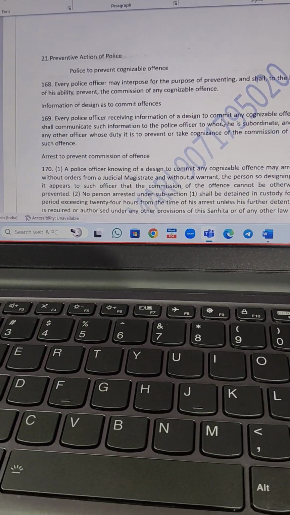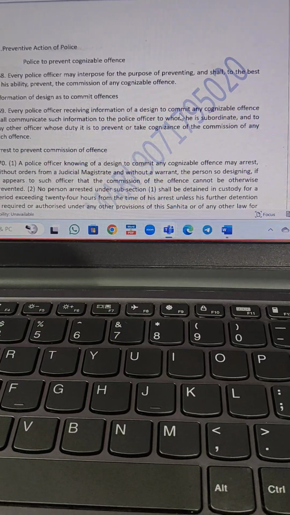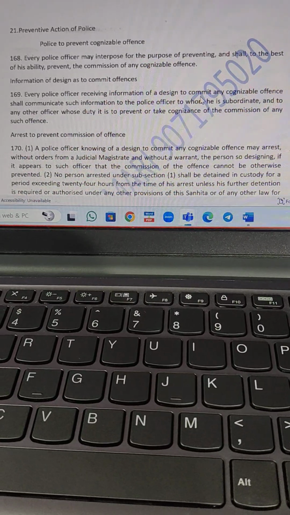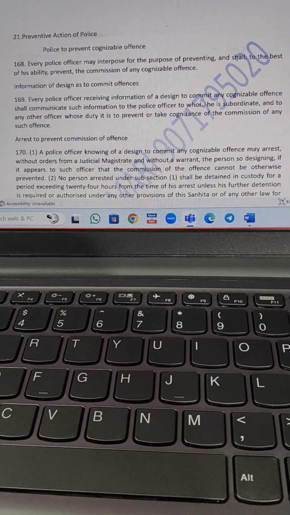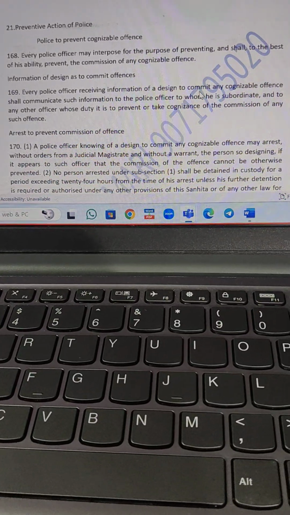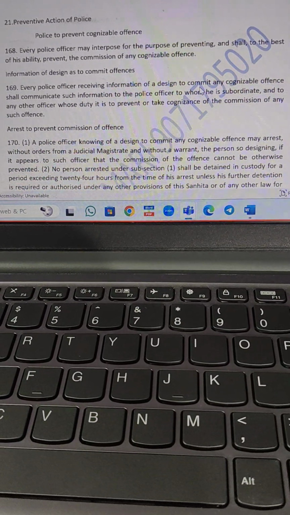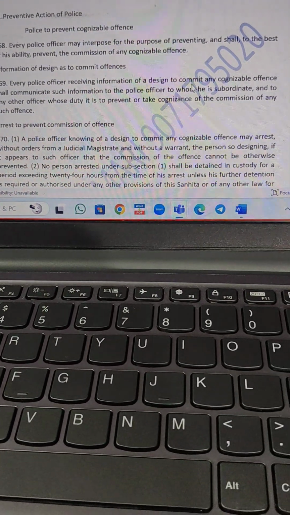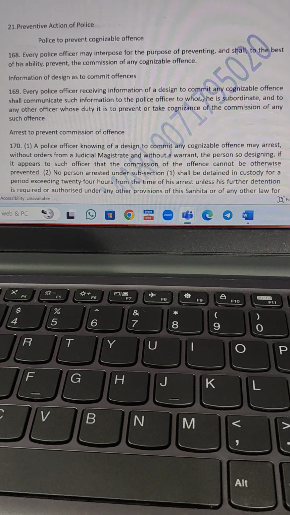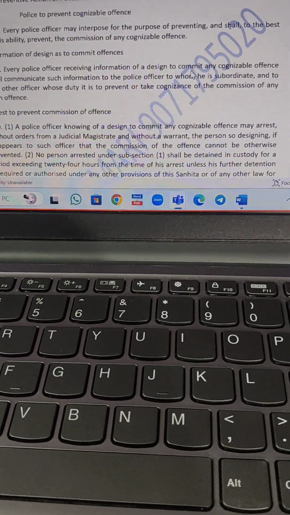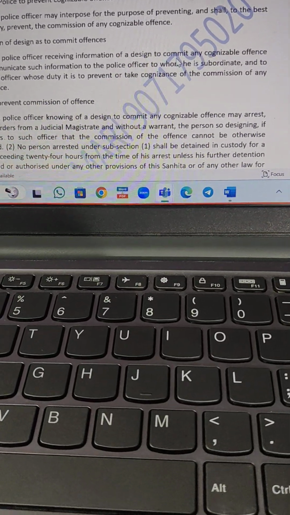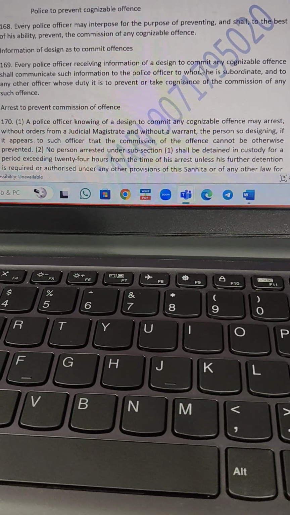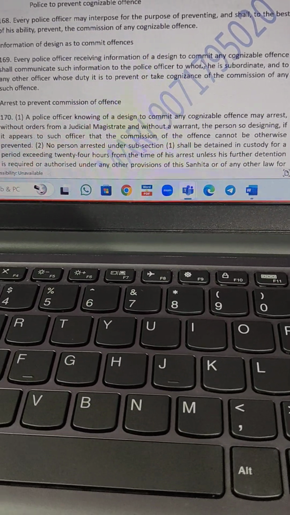Okay. Now, information of design to commit offence. Section 169, every police officer receiving information of a design to commit any cognizable offence communicates such information to the police officer to whom he is subordinate and to any other officer whose duty is to prevent or take cognizance of the commission of any such offence. For example, someone has bought some poison. So the police officer has got a clue that this person is going to kill that person. In that case, once he receives the information, he has to communicate the same information to his superior authority.